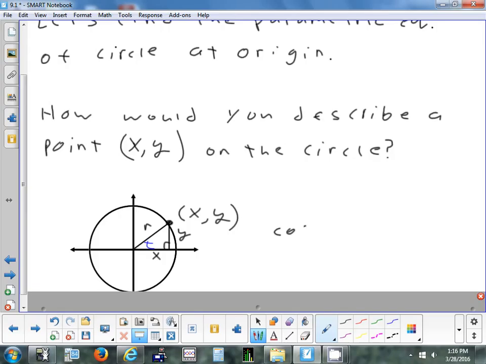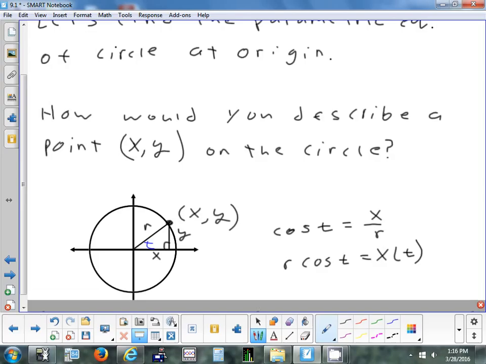Okay. So what would you write? Cosine of t equals x over r. All right. And if you solved for x, what would you have? R cosine t. And remember, this is a function in terms of t. R is not a variable. It would be fixed. Okay, so based on that, anybody think they can tell me what y of t would be?